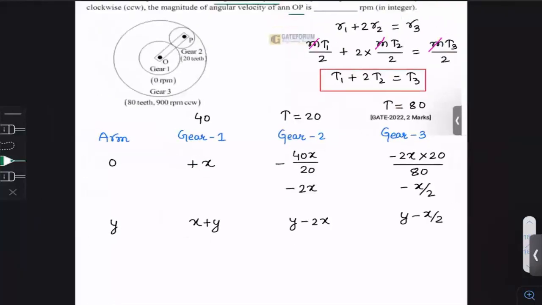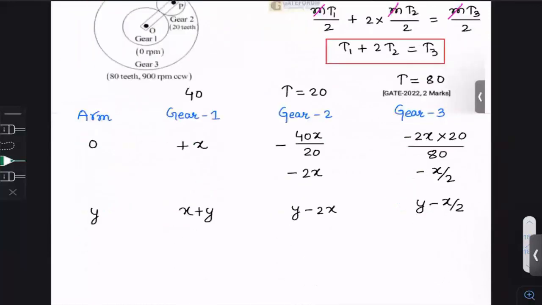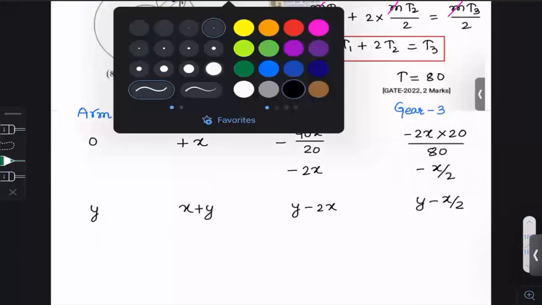Correct, everyone? So now read the question clearly, what is given here. If gear 1 is fixed, gear 1 is fixed. So when gear 1 is fixed, it means x plus y is 0.